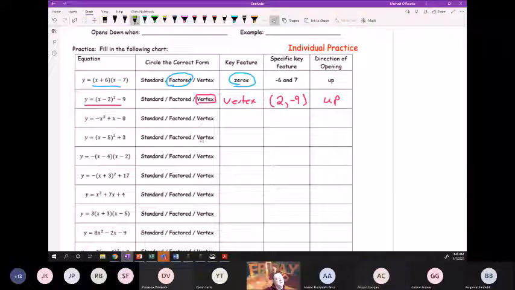Standard, factored, or vertex? Standard. Standard, good. What key feature does standard form give you? Y-intercept. Good. What's the y-intercept of this equation? -8. Good. And does it go up or down? Down. Perfect. That's it. That's all you have to do through that whole process. Okay?